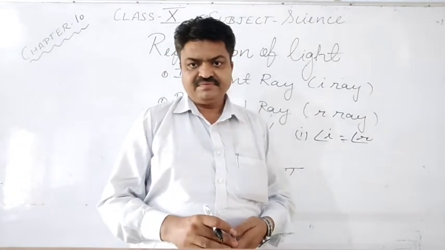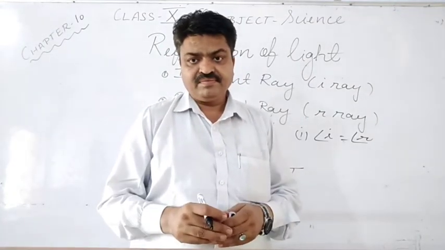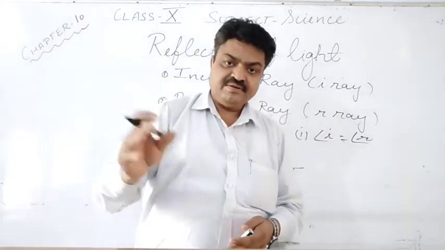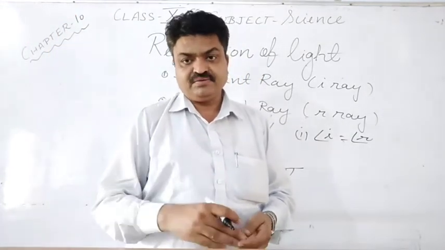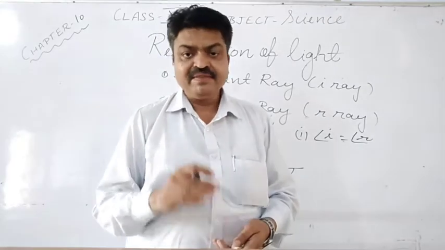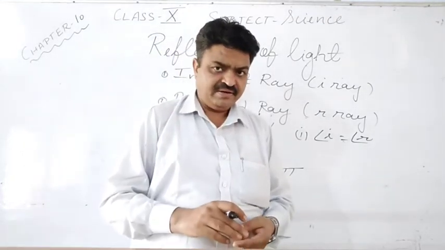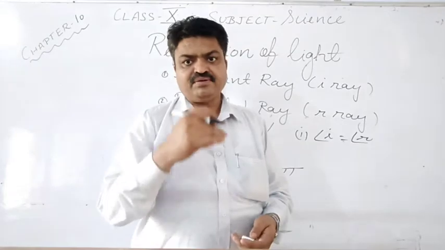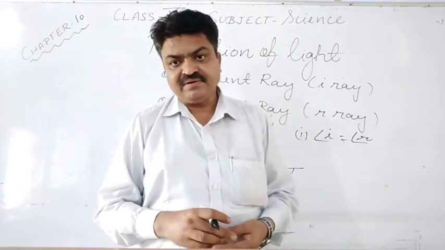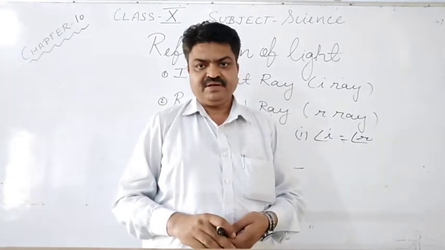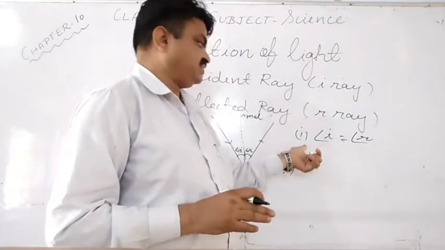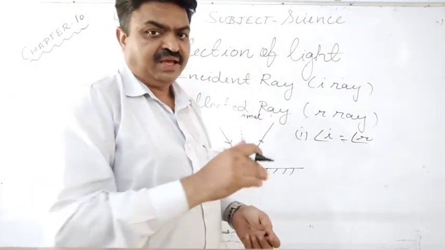What is the first law? When the incident ray falls on an object, it forms an angle known as the incident angle, and that incident angle is always equal to the reflected angle at the normal. At the normal, it is the first law of reflection.